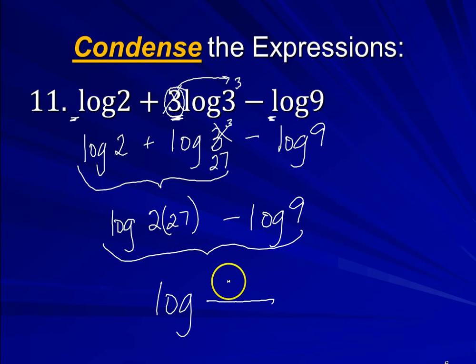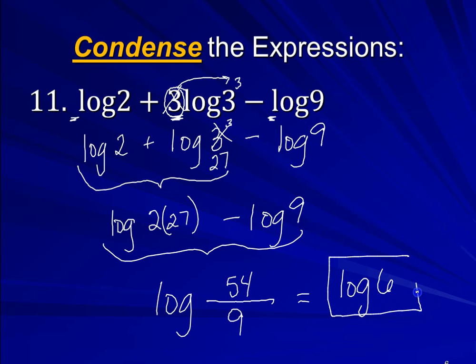So I have 2 times 27, which is 54. Log of 9 is what I'm subtracting, so that's what I'm dividing by. I'm dividing by 9. And again, if you can simplify, make sure you keep simplifying. So this is log of 54 divided by 9, which is 6. Condensing, getting all the way down to the point we have 1 log. So log of 6 is our answer.